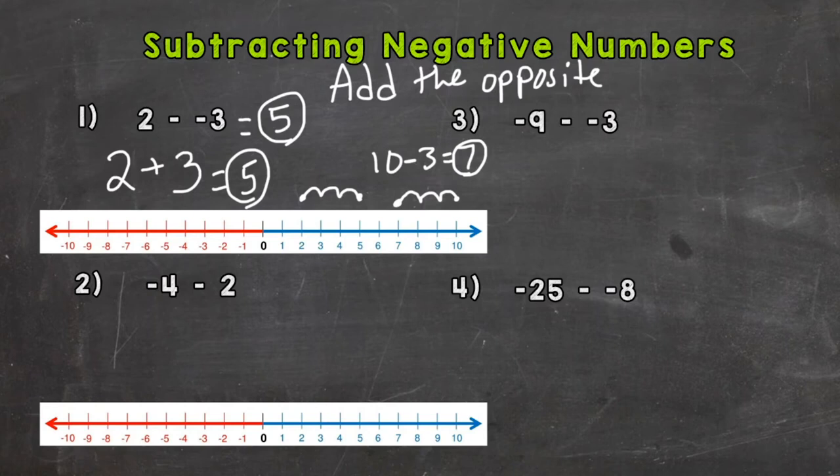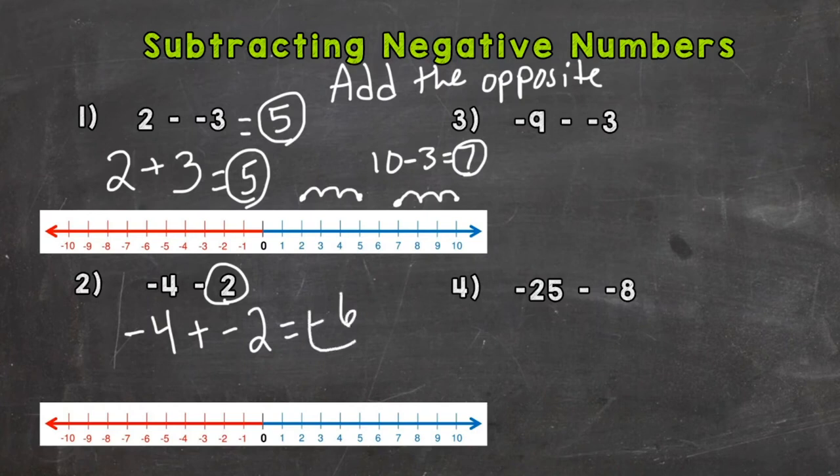So let's go to number 2. Let's add the opposite first. So we have negative 4, and let's add the opposite of positive 2. We have a positive 2 here, so the opposite would be a negative 2. So negative 4 plus a negative 2 gives us a total of negative 6.